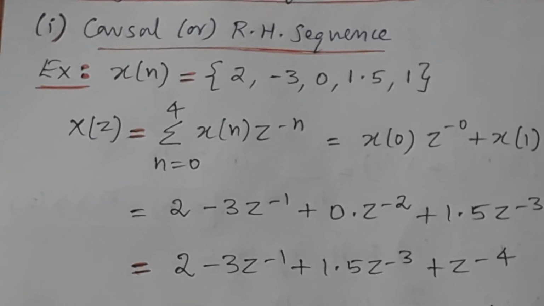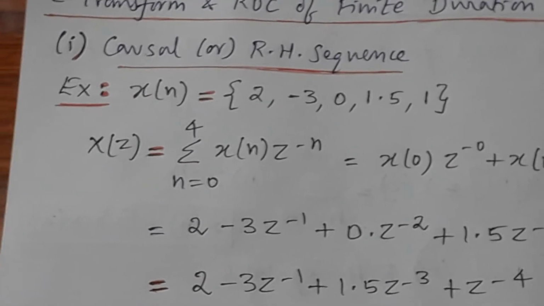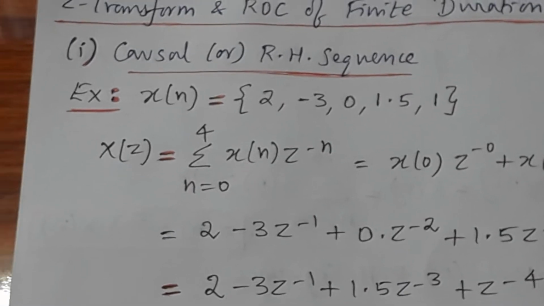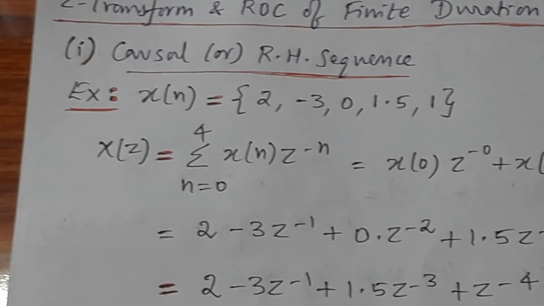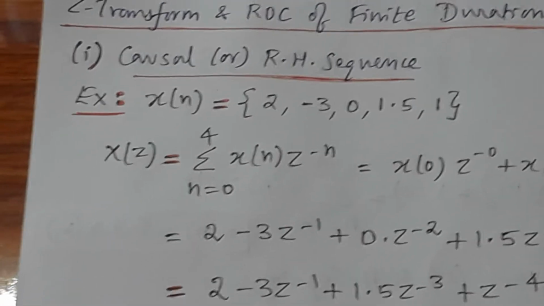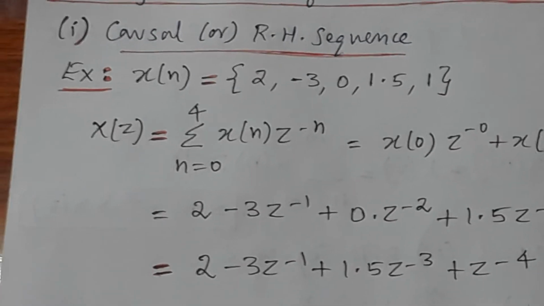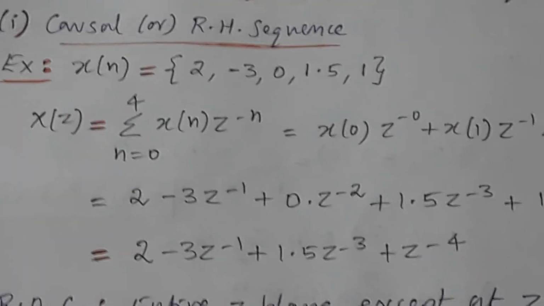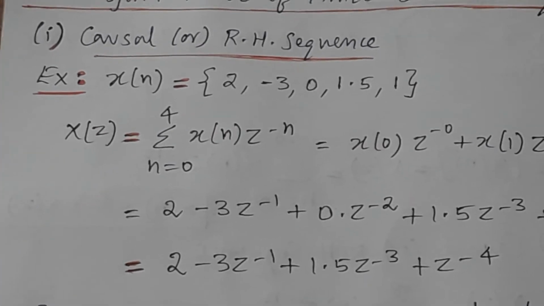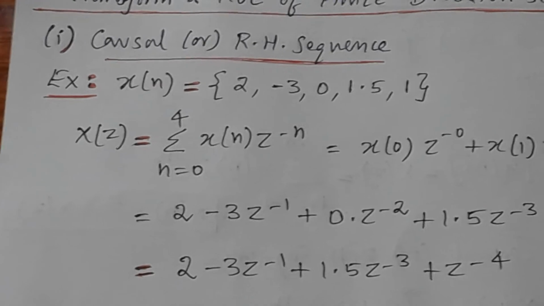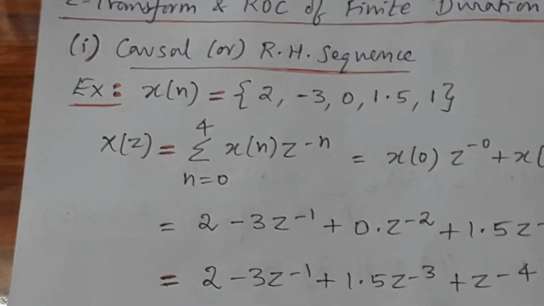This is a finite sequence. The first value is at n equal to 0, which is 2. If the arrow mark is not there, the first value by default is x of 0, the origin value, which is 2. If the arrow mark is also there, it doesn't matter. Now for discrete time signals, you can refer to my previous video on discrete time signals basics.